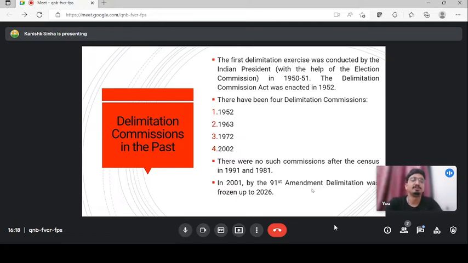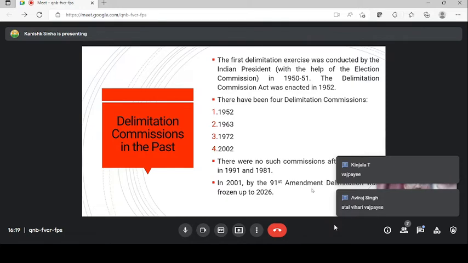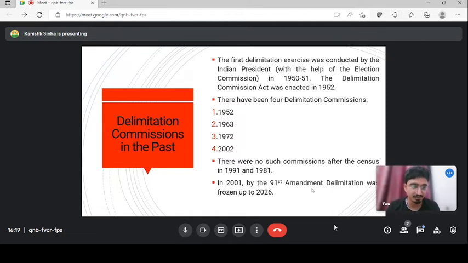And then in 2001, another very important thing happened: by the 91st Amendment Act in 2001, the delimitation was frozen up to 2026. So whose government was in power in 2001? Anybody can let me know who was the Prime Minister of the country in 2001, or whose government it was at that time? Let me know in the chat box. Yeah, very good. You have to remember the years in which no delimitation was done, and then in 2001 by the 91st Amendment. So guys, you will be getting comprehension questions; a lot of comprehension questions can be made from this topic. Okay, so by the 91st Amendment, till 2026.